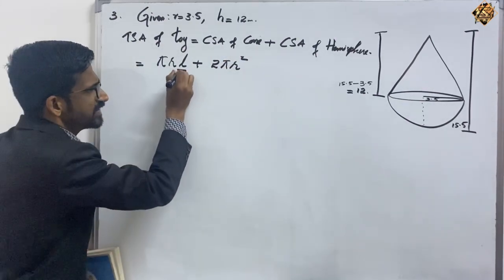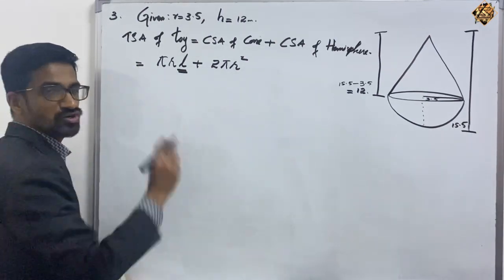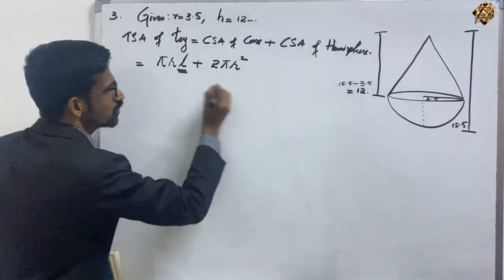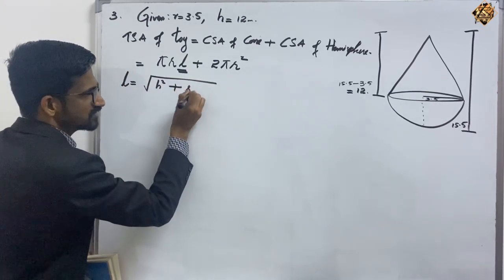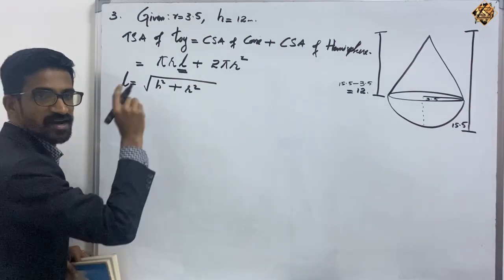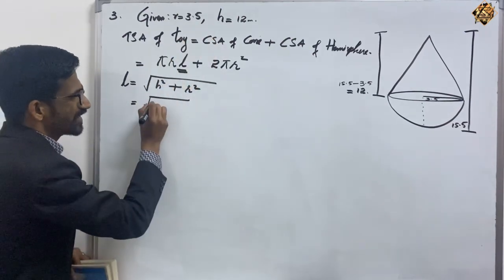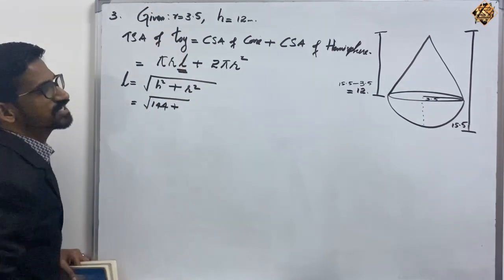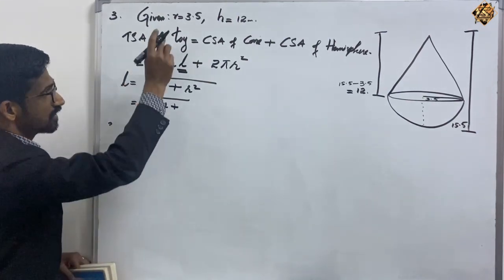Here the value of L, the slant height, is not given in the question, so we will have to find that first. We know the formula: L equal to root of h square plus r square. Please note down, to find out the slant height, this is the formula. So that's equal to root of h square, h is given 12, so 12 square is 144, plus r square, r is given 3.5.